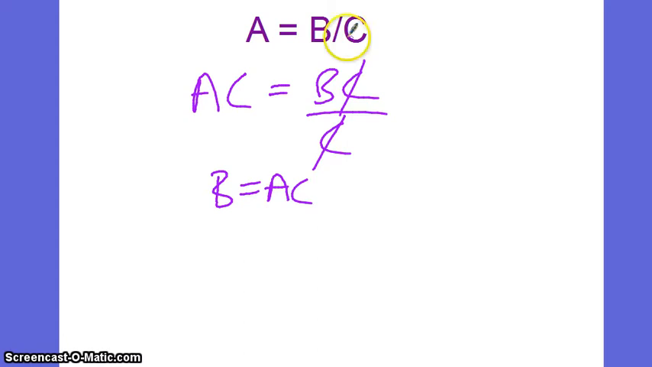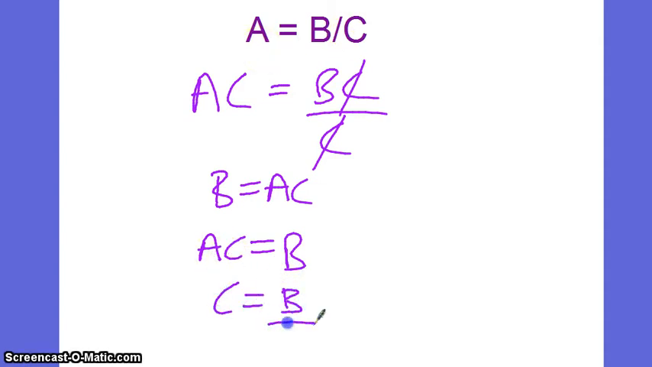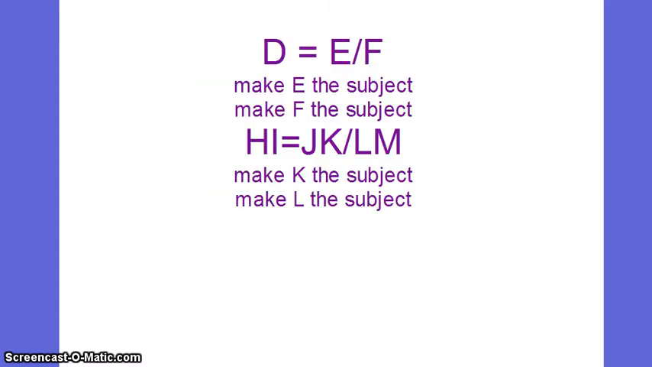Okay, but if we want to get C on its own, we've got to bring it up to the other side first, which is what we did here. So we would say that AC equals B, by multiplying both sides by C first, and then to get C on its own, we're dividing through by A. So it was 2 steps. We need to get C off the bottom, up to the top, and then we need to get rid of the A that was now there. Okay, so same sort of thing.